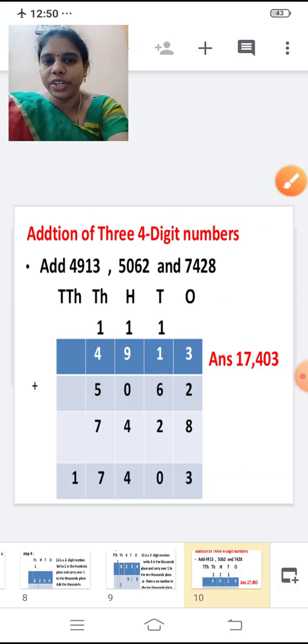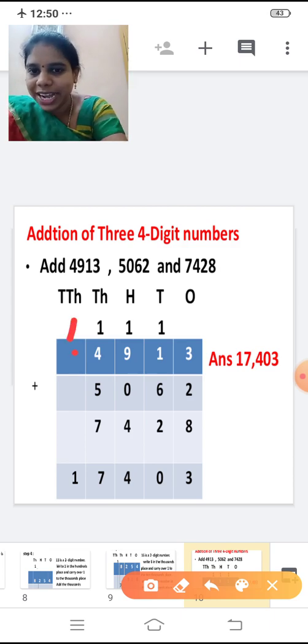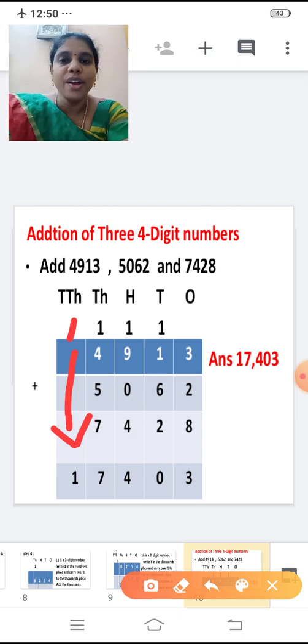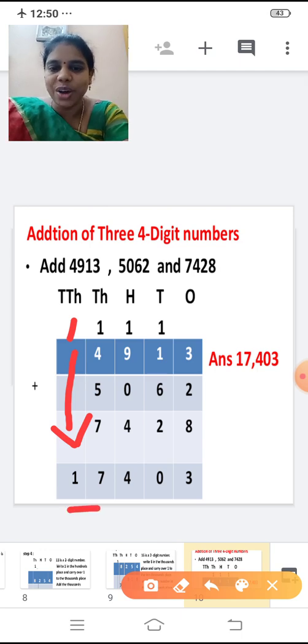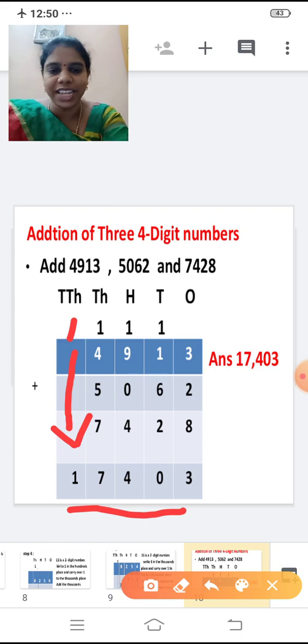Yes, 1 you have to carry forward and write it, sorry, I forgot to write. So write it in the 10,000 place. That 1, there is nothing to add, so bring it down. Write 1 in the 10,000 place. So when you add 4913, 5062 and 7428, the answer is 17,403. First you have to add the ones place. First take 2 numbers and to that answer add the next number. Next add the tens place, then the hundreds, then the thousands, then the 10,000 place.